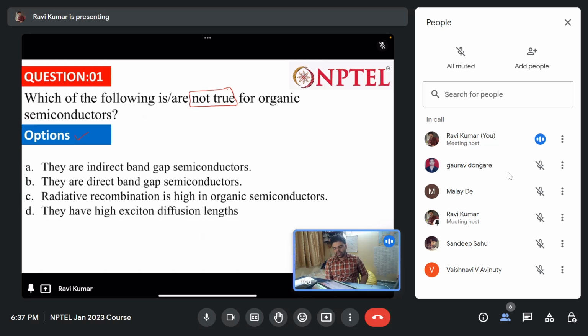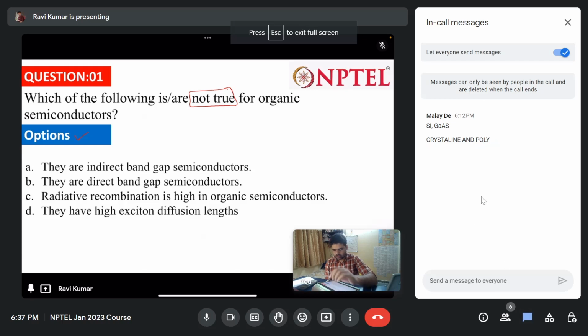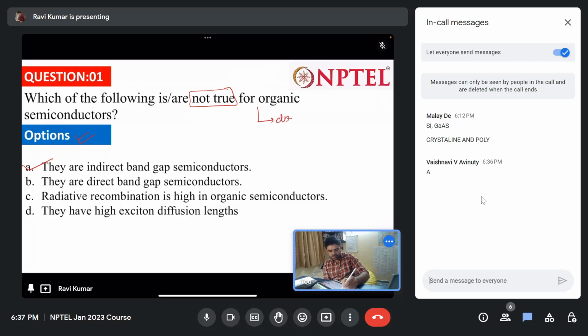Not true for organic semiconductor or solar cell, same thing. Let me know. They are indirect bandgap semiconductors. It's not true for organic semiconductors. Okay, it means they are direct bandgap semiconductors.